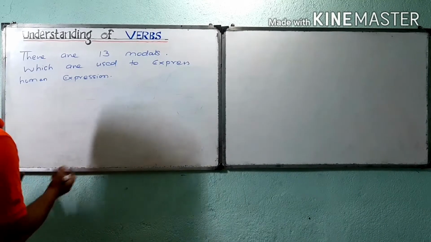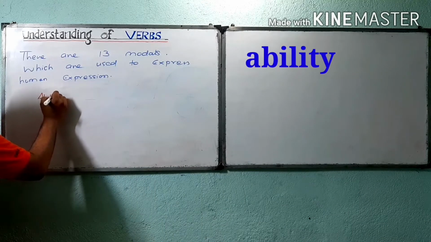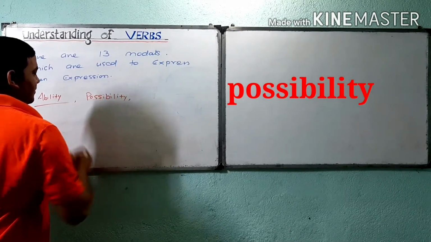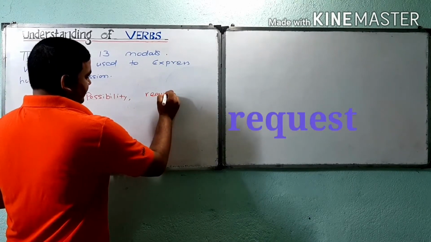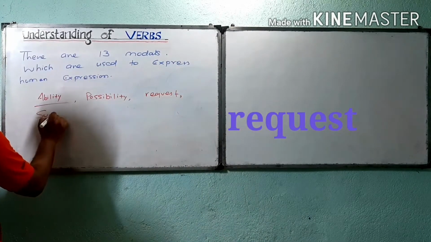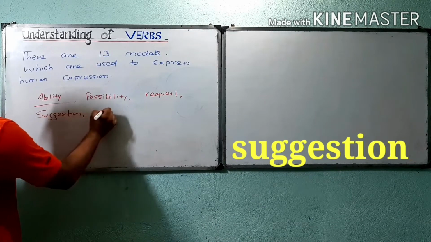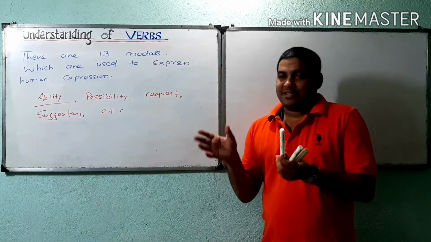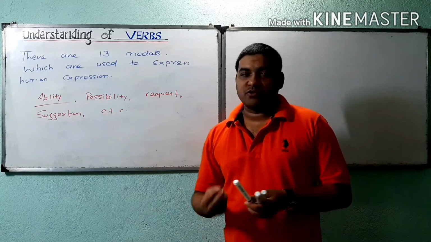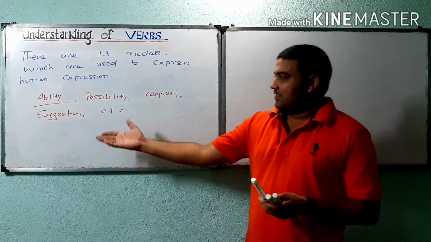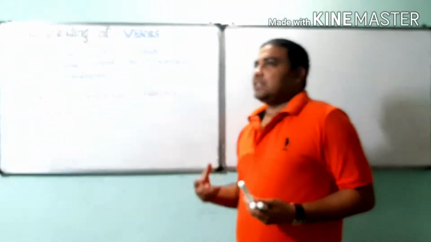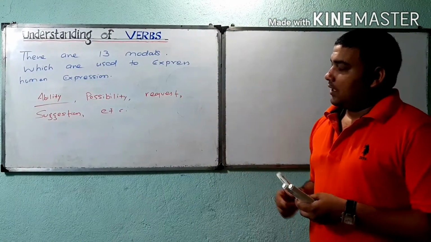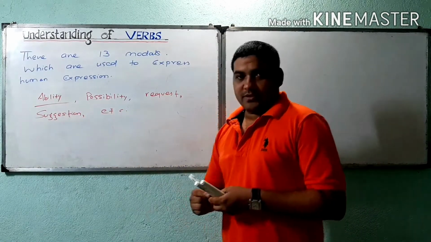Human expressions are just to show ability, possibility, request, suggestion, etc. There are so many expressions. So basically, there are 13 modals which are used to express human expressions such as ability, possibility, request, suggestions. So many things we express, guys. These are the expressions here.